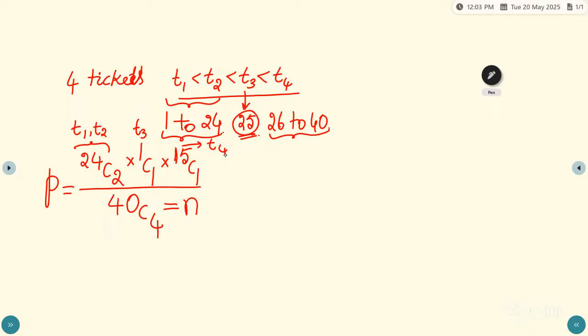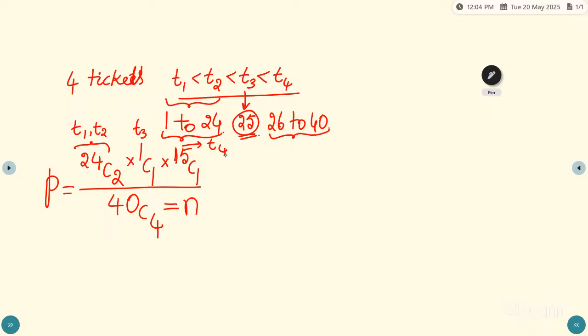Whenever any question is given in probability, you need to think about the number of exhaustive events and the number of favorable events. Out of 40, we have chosen 4, so that is the number of exhaustive events. Now among those, the favorable ones are only 4, and those 4 can be chosen in this manner. That's enough.